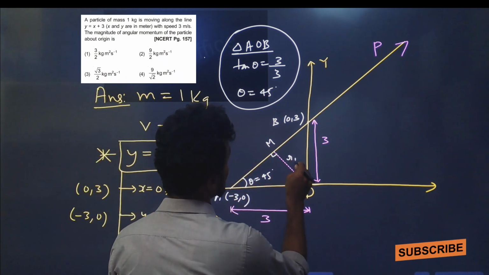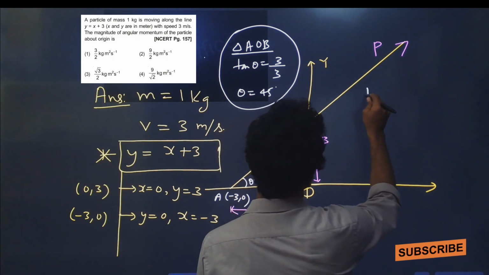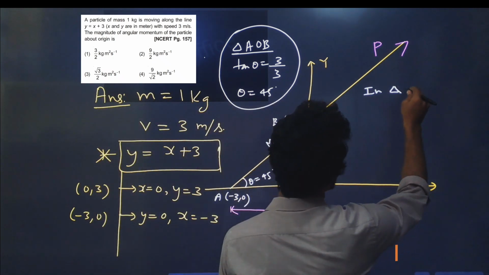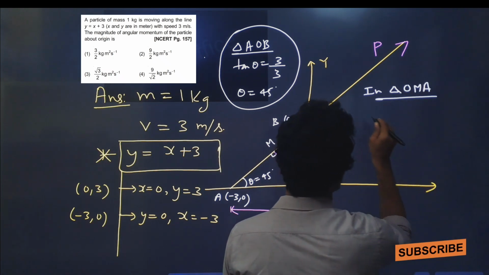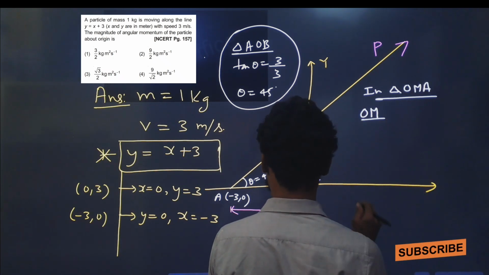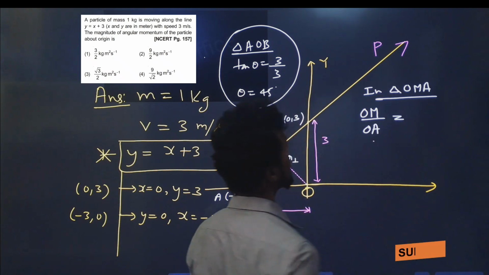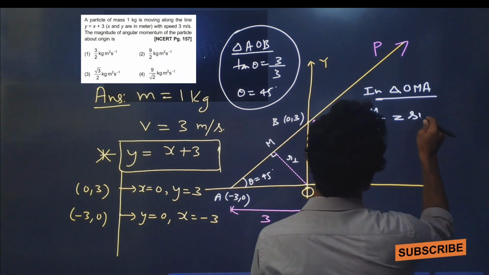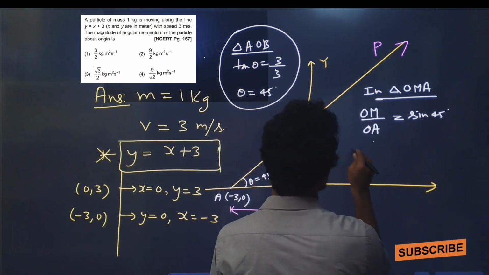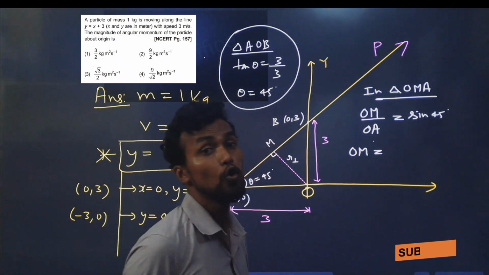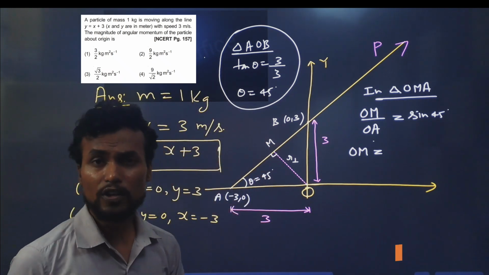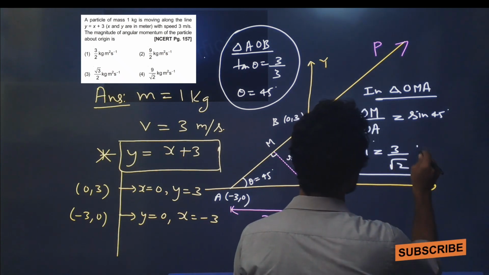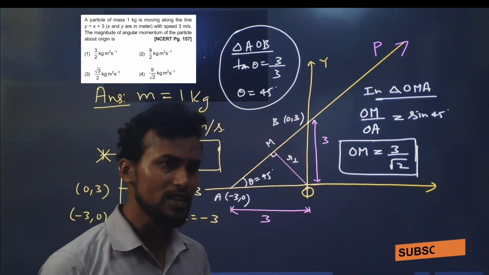Now this is called the perpendicular, R perpendicular. So again, we can use a triangle. Which triangle am I going to take? OMA. In triangle OMA, OM by OA how much? OM is the perpendicular, OA is the hypotenuse. So perpendicular by hypotenuse is called the sine. So sine 45 degree, OM will come OA sine 45. OA is 3, sine 45 value is 1 by root 2. So OM is coming 3 by root 2. Perpendicular distance we have got very easily.